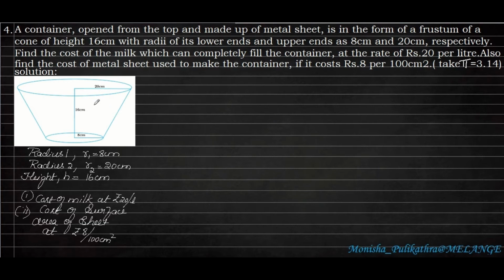Okay. So for that, first we have to find out the cost of milk. So we have to find the volume of this frustum of cone. Second, we have to find the cost of metal sheet used for making this container. So we have to find out the curved surface area also. Okay. So first we have to find the volume of frustum of cone.